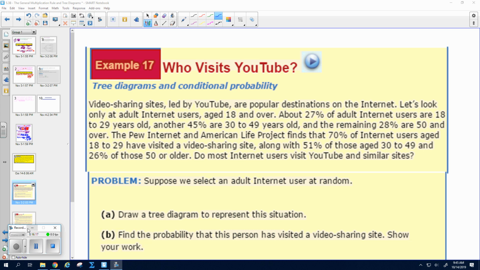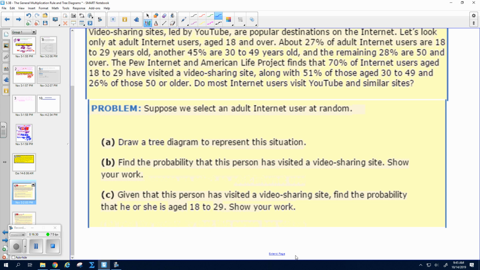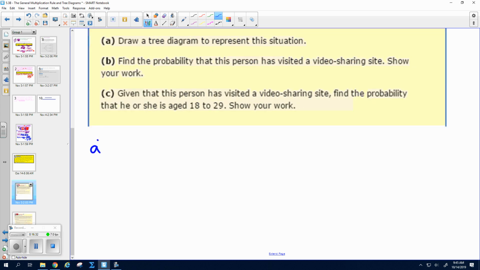Do most internet users visit YouTube and similar sites? So suppose we select an adult internet user at random. Draw a tree diagram to represent this situation. All right, so how many branches do we have on the first one?